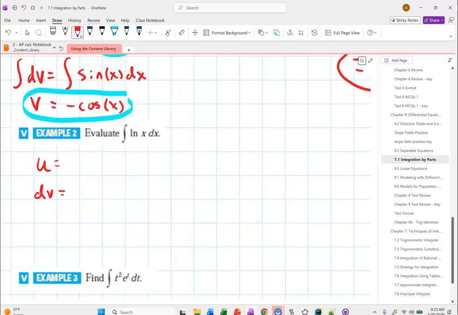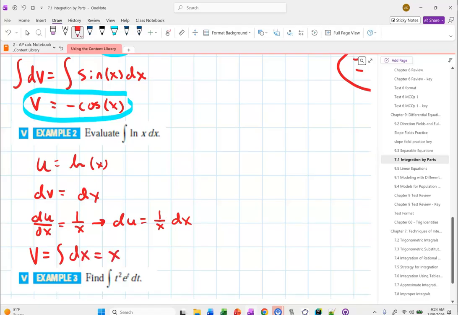All right. So dv needs to be something that's integrable, right? Or easily integrable. Is the natural log of x going to be easily integrable? Clearly not, or we would just do it from the start, right? So my dv must just be dx, which means my u has to be ln x. Everybody's okay with that? The derivative of u is 1 over x, so du is 1 over x dx. And v is going to be the integral of dx, which is just x. Everybody okay?